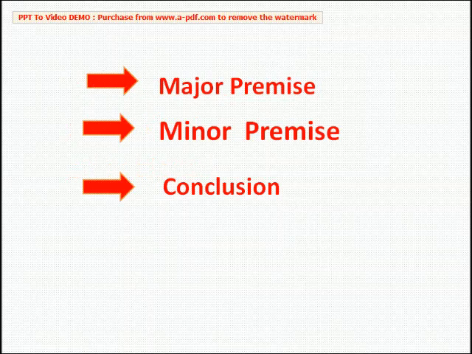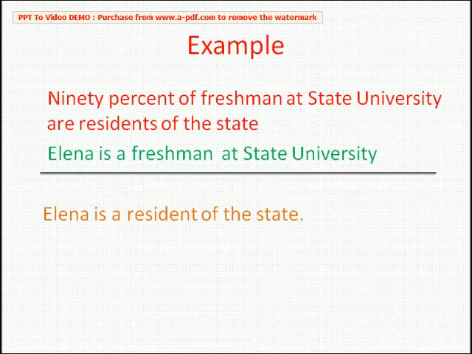Major premise, minor premise, and conclusion. Here the red one is the major premise, the green is the minor premise, and the conclusion is the brown. For example, 90% of freshmen at State University are residents of the state. Elena is a freshman at State University. Therefore, Elena is a resident of the state.